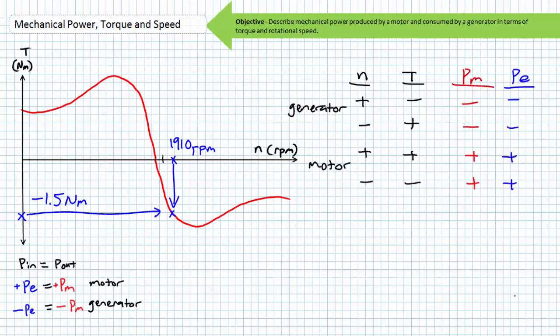In summary, here's how both aspects of an electrical machine work using our new polarity convention. In generator mode above synchronous speed, torque is in the opposite direction as rotation and produces negative mechanical power output and negative electrical power input. In motor mode below synchronous speed, torque is in the same direction as rotation and produces positive mechanical power output and consumes positive electrical power input.